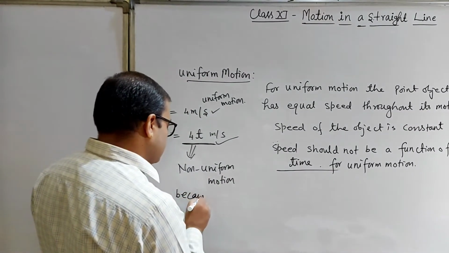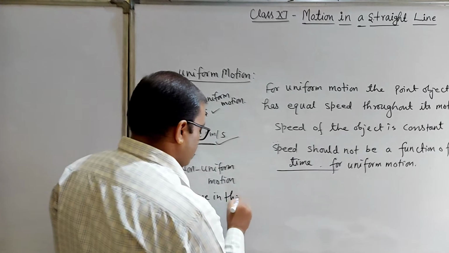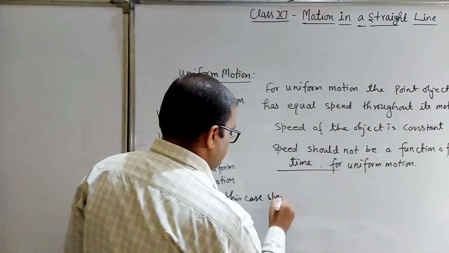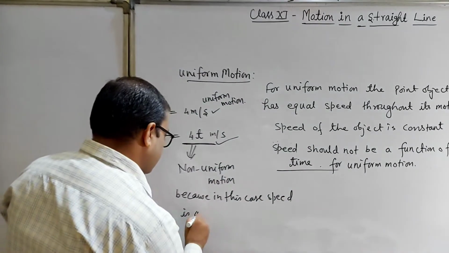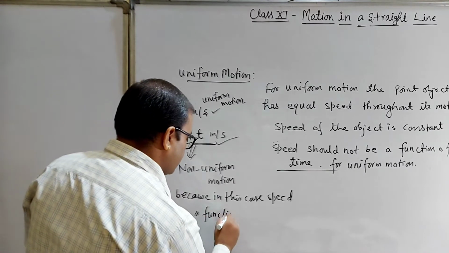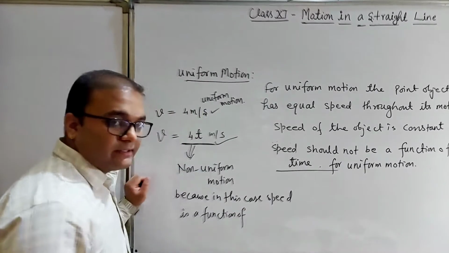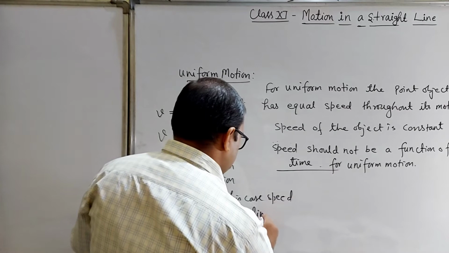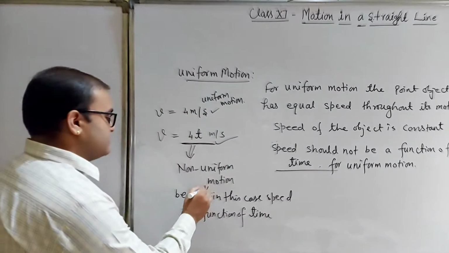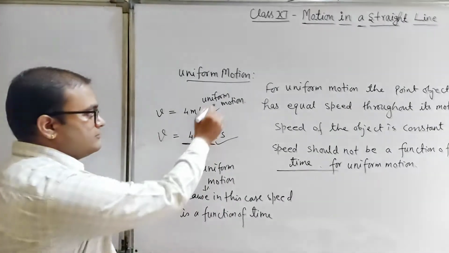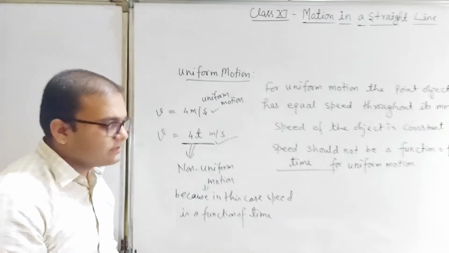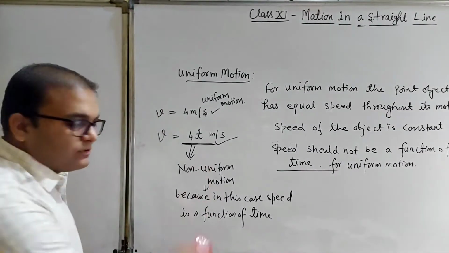Because in this case, speed is a function. Speed is a function of what? Time. Speed is a function of time. So that's why this is a non-uniform motion, and this is uniform motion because speed is not a function of time. Okay. Now you can note down this one.